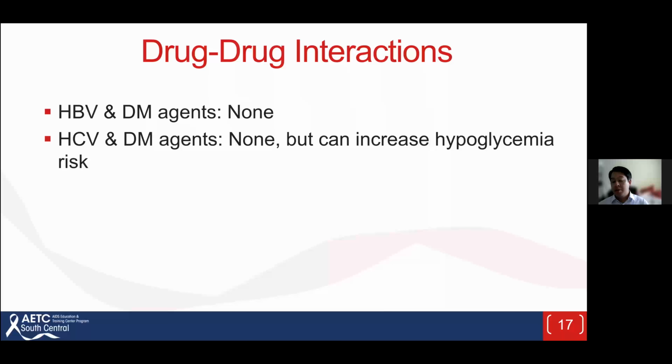When we talk about hepatitis B and hepatitis C, we should also talk about drug-drug interactions with our diabetes agents. Fortunately, there aren't any. The drugs that we use for hep B treatment, tenofovir and entecavir, have no drug interactions with our commonly used diabetes medications. Same thing for hepatitis C: Mavyret, Epclusa, Harvoni, no drug interactions. But again, like I mentioned before, with hepatitis C treatment, you do get improved glucose lowering, so you can have a hypoglycemia or low blood sugar event. You want to monitor that.